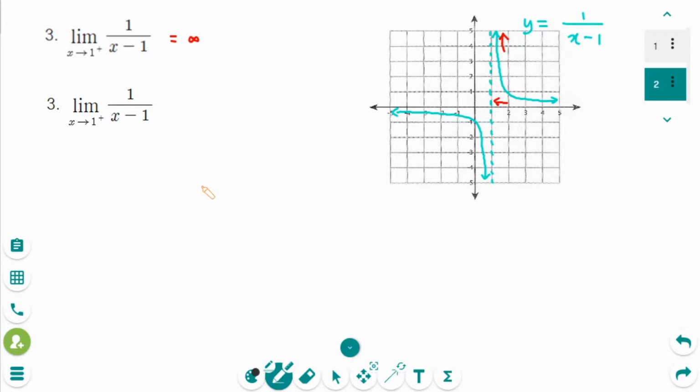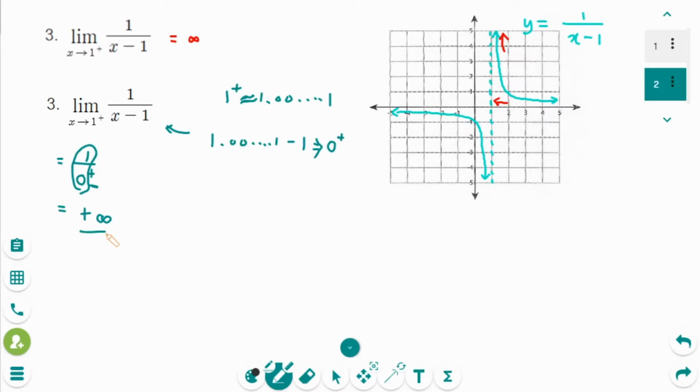But if you have a hard time drawing the graph or can't remember it, you can do this. 1 from the right side means around 1.000001, right? So this means 1.000001 minus 1. So it's almost 0, but it's a little bit greater than 0. So 0 from the right side. We can rewrite it like this. And then, as you know, this one is infinity and positive. So we have the same answer.